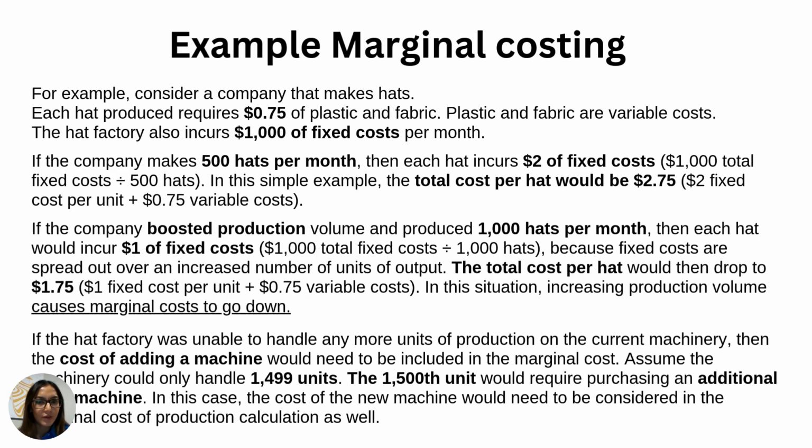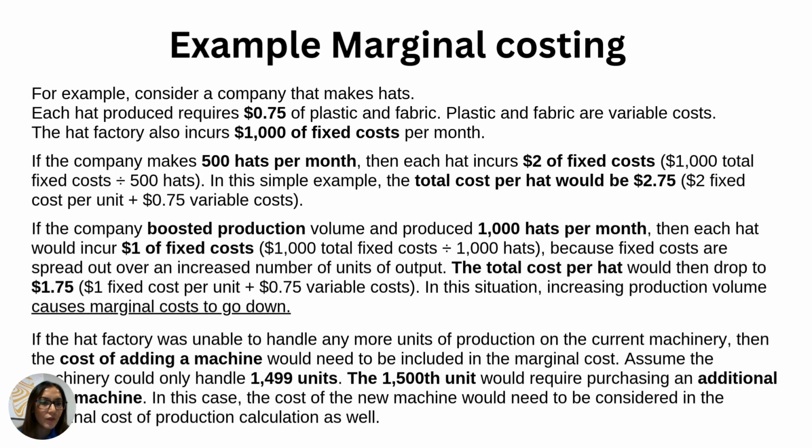For example, consider a company that makes hats. Each hat produced requires $0.75 of plastic and fabric. Plastic and fabric are variable costs. The hat factory also incurs $1,000 of fixed costs per month. If the company makes 500 hats per month, then each hat incurs $2 of fixed cost. It's really easy, we just divide 1,000 by 500 hats. So in this simple example, the total cost per hat would be $2.75: $2 of fixed cost per unit and $0.75 of variable cost.